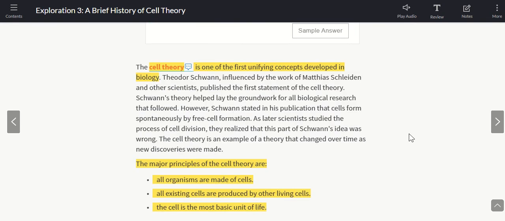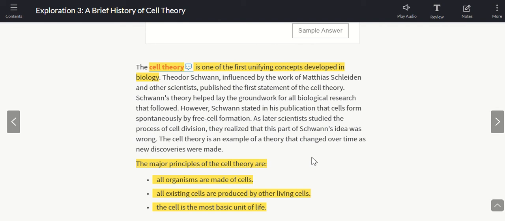But the cell theory itself is one of the first unifying concepts in biology. In other words, it's one of the first things that everybody has agreed upon in order to move forward with future research. Now, the cell theory has three basic parts. And again, these things have changed over time, but this is kind of where we've settled ever since we've developed the technology necessary to study them more in depth.